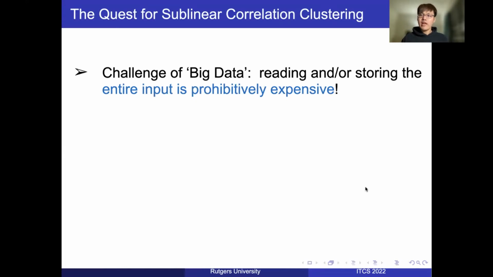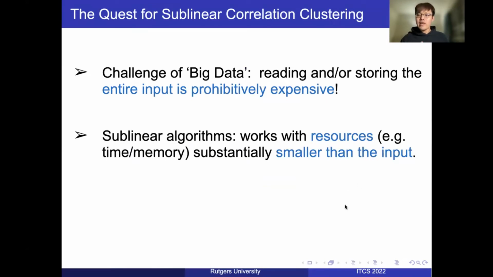Okay. So polynomial time algorithms are not the end of the story. In modern day applications, there's this challenge of big data. That is, for some data, even reading or storing the entire input is prohibitively expensive. So one remedy, when a polynomial time algorithm is not able to be implemented, is sublinear algorithms. These algorithms work with resources that are substantially smaller than even the input themselves.